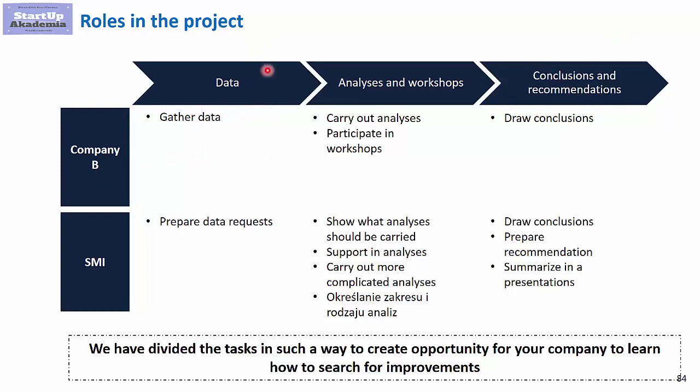So company B in a data phase gathers data, but later on carries out analysis, participates in the workshops, draws conclusions. So in this way, you also show them what will be the flow of their tasks depending on the phase in which they are. So here, you not only show them what kind of role they have to play, but also you show them the phases of the project and how their role will change during the project.